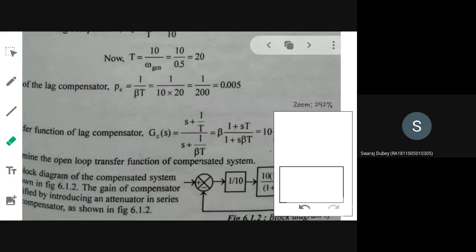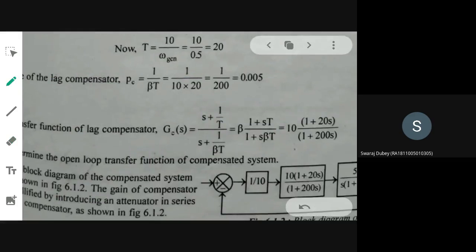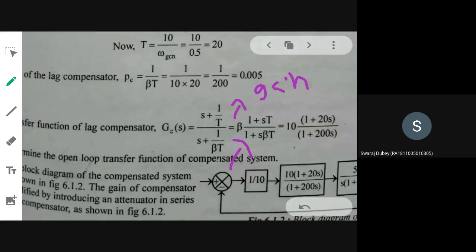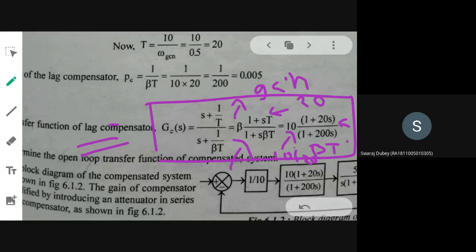Alright, so this is how they have done it. This is a gain that is found to be beta is equal to 10, and T they have substituted to be 20. So they have got 20s here. And this is beta into T, that is 10 into 20, so 200. So this is the transfer function design of the lag compensator. That is your next step.